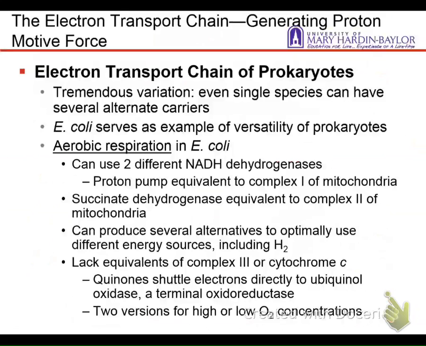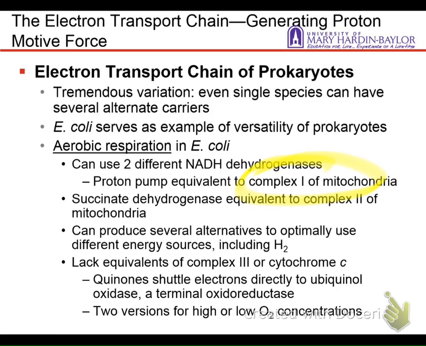If we look at E. coli when it's doing aerobic respiration, E. coli does respiration almost exactly like our cells do in the aerobic environment. And basically, it can use 2 different NADH dehydrogenases as proton pumps. And these guys, if you compare the mitochondria, are equivalent to that complex 1 that you learned about in the mitochondria that's also a proton pump.